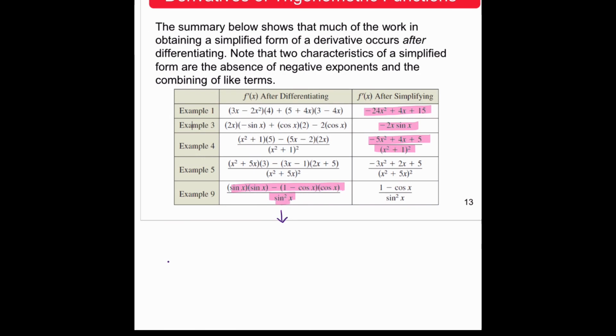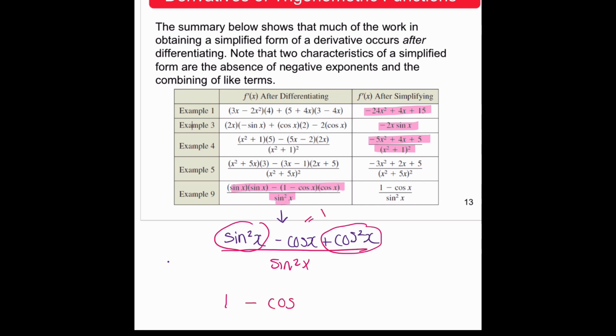So if I continue this problem, it becomes sine squared of x minus cosine of x plus cosine squared of x, and we have that over sine squared of x. Now the sine squared x plus cosine squared x is just equal to 1. That's an identity. So it's really 1 minus cosine of x over sine squared of x, which is what we have here. So sometimes you need to use your identities to kind of condense a problem a little more.